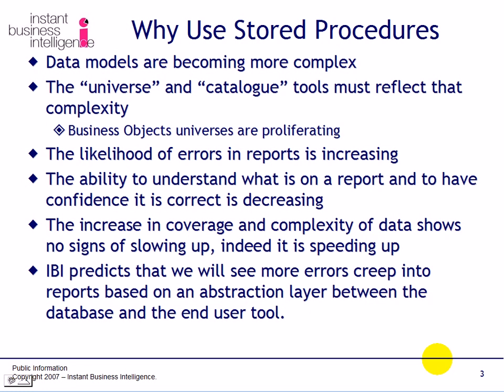And so as the data models were becoming more complex, the universe and catalog tools, such as Business Objects and Cognos, had to reflect that complexity in their catalogs or repositories. And Business Objects universes were proliferating, which meant the associated maintenance of those universes.